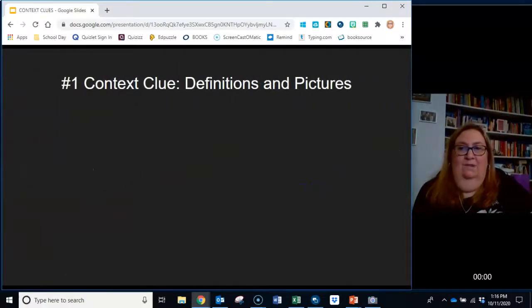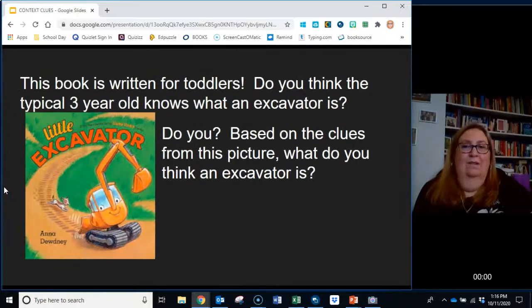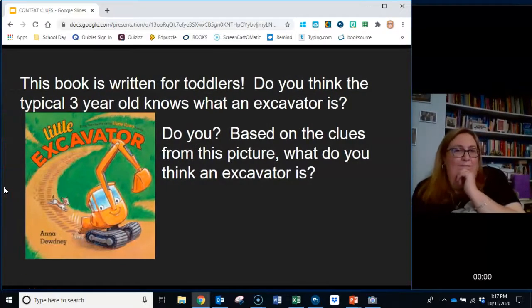Oh, I just went too far. Hang on. So, do you know what an excavator is? You probably do. But if you had just seen that word all by itself, would you have had a little trouble with it? We might have.